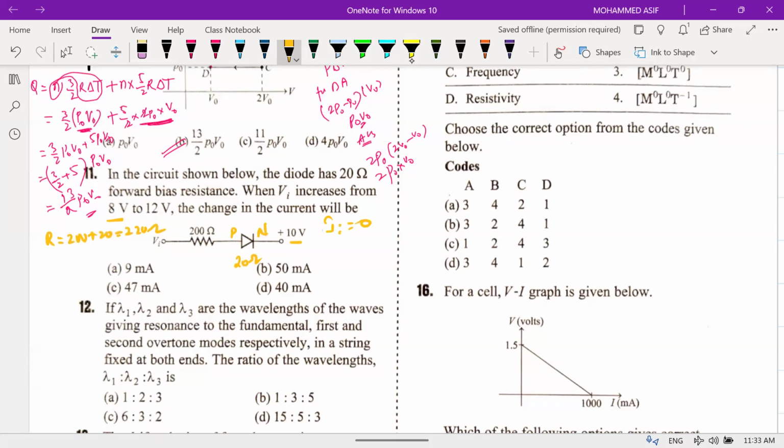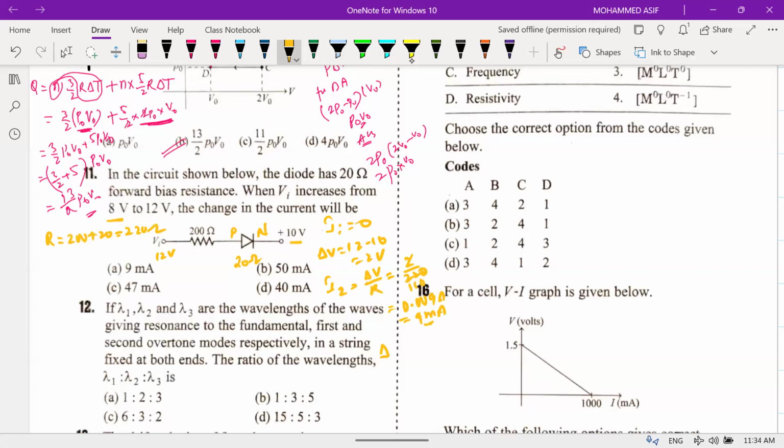Now when Vi is 12 volt, the diode will be in forward bias. So the potential will be equal to how much? 12 minus 10. Here the input potential is 12 volt. So the change in potential will be 12 minus 10, that will be equal to 2 volt. Now what will be the current at that time? I1 is equal to 0. I2 will be equal to the change in potential divided by resistance. That is 2 divided by 220, which is about 0.009 ampere, approximately 9 milliamperes.